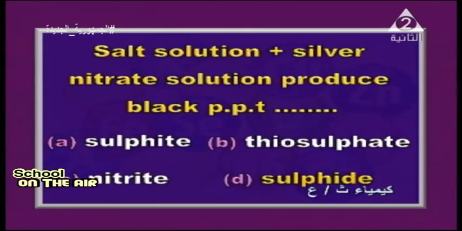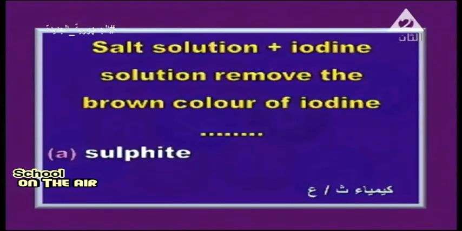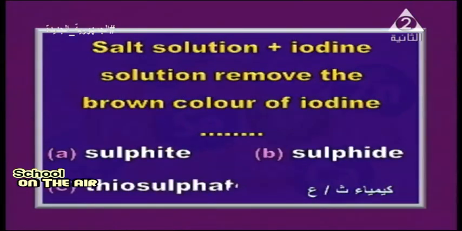Next point. The salt solution plus iodine solution removes the brown color of the iodine. What is the type of the acidic radical here? Is it sulfite or sulfide or thiosulfate or nitrite? If you think about it, yes, it will be thiosulfate radical.